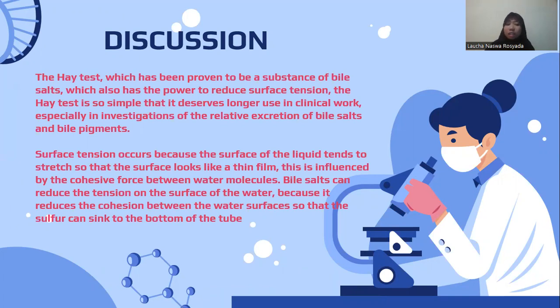And surface tension occurs because the surface of the liquid tends to stretch so that the surface looks like a thin film. This is influenced by the cohesive force between water molecules. Bile salts can reduce the tension of the surface of the water because they reduce the cohesion between the water surface, so that the sulfur can sink to the bottom of the tube.